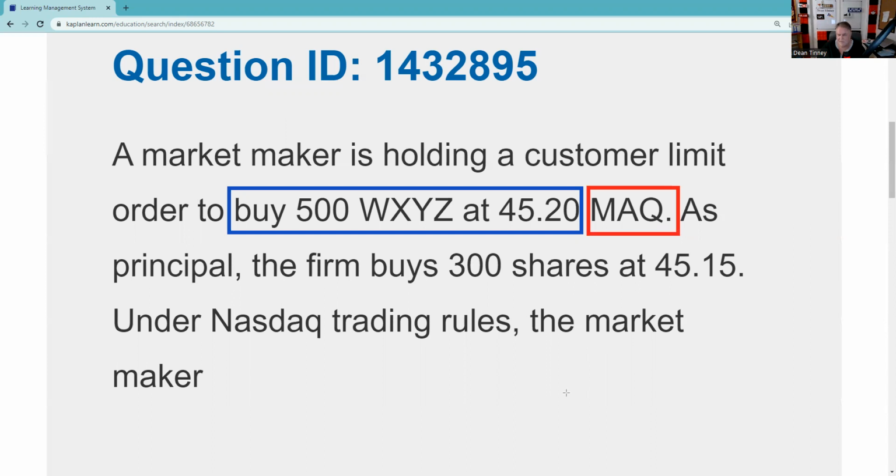Now, where you're probably going to struggle on this question is, is this one of the exceptions where I do not need to display this order? I have no responsibility to display it, and I have no responsibility to fill it in terms of what you told me, because now I pick up as a principal 300 shares at 45.15. So what we're thinking here is it looks like a limit order protection problem, or it looks like I should get the customer 300 shares. The only reason that is not true is because of this phraseology, this qualifier.